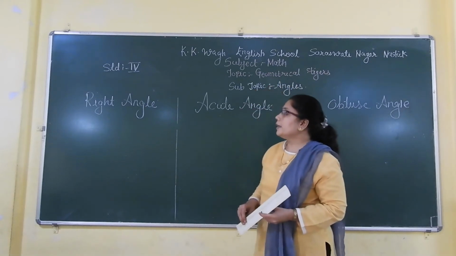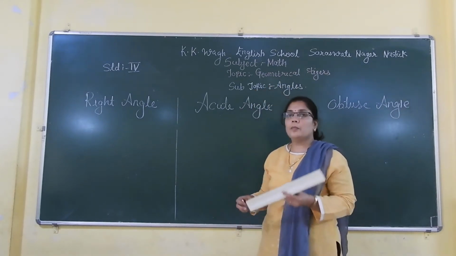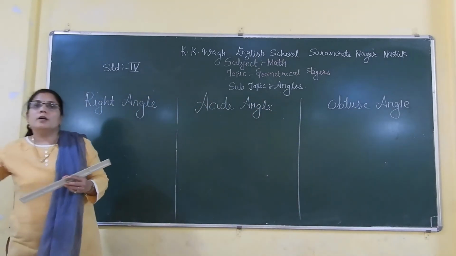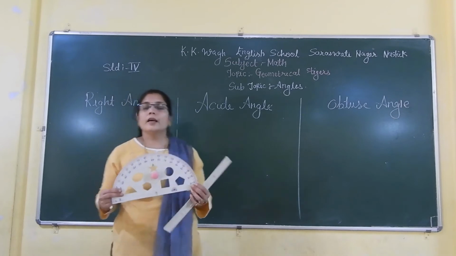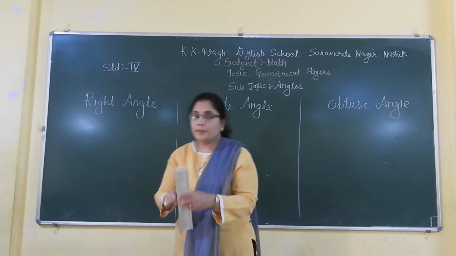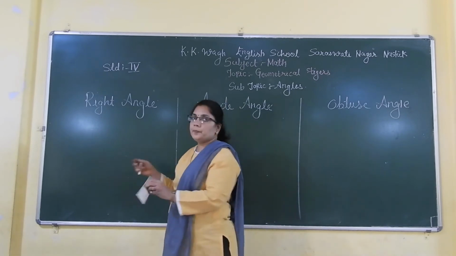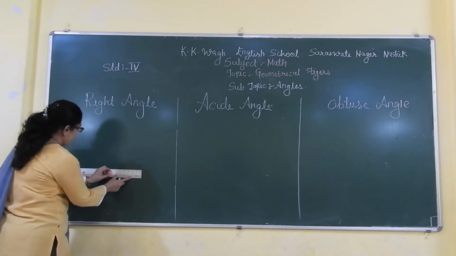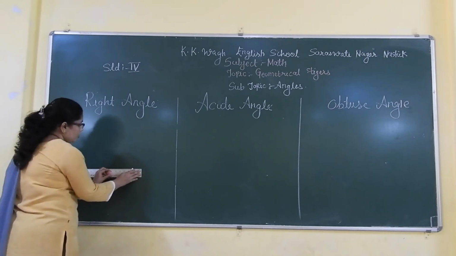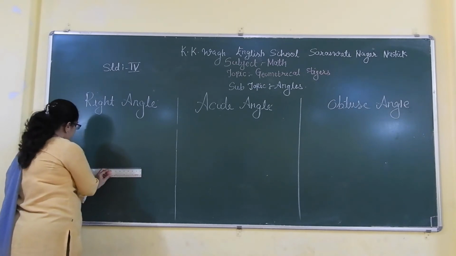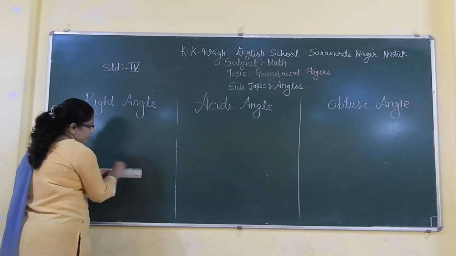We will see the different types of angles now with the help of this scale, and as I have told you before, with the help of this protractor we are going to draw angles. Okay, first of all children, you draw a line with the help of a scale. Okay, with the help of a scale you draw a straight line like this. Okay, this is a straight line.